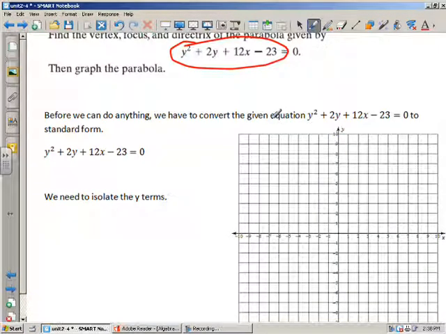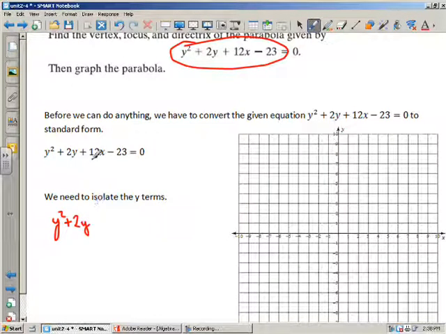So what we've got to do is complete the square and rewrite this general form of a parabola in the standard form. So here's what we need to do. The first thing we've got to do is isolate the y terms. I've got a y squared and I've got a y. I'm looking at what is squared to determine what to isolate. Since y is squared, I'm going to isolate all my y's. So I've got y squared plus 2y.